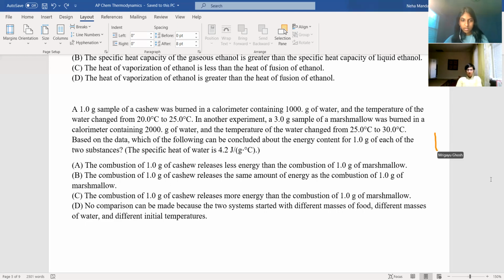So that's obviously less. Got 5,000 here, right? No, 21,000. Yeah, 21,000. So 14,000 is less than 21,000. So the combustion of the cashew should release more energy than the marshmallow, which is what it says. Cool.